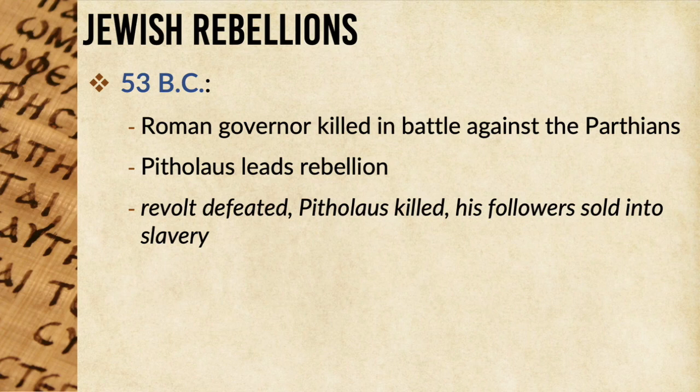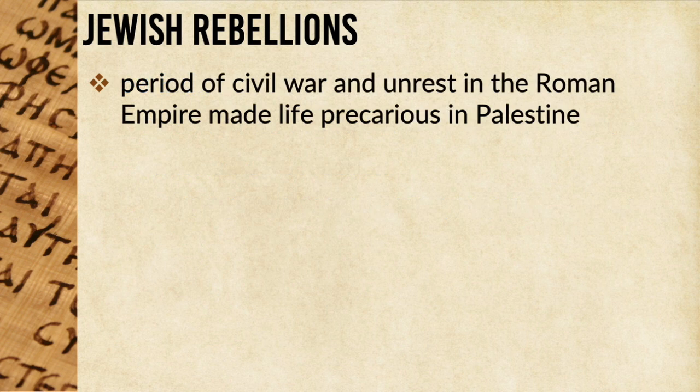Okay, so we had talked about Pythilaus' rebellion in 53 BC. What we find is that as time goes on, these rebellions are going to get fewer and fewer. The Romans are able to consolidate their rule. But there is a period of civil war and unrest in the Roman Empire, and that period will make life very precarious in Palestine. So if you think about Mark Antony, Julius Caesar, and Cleopatra in Egypt, when I talk about that period of civil war, that's what I'm talking about. It's the ending of the Republic. And out of all these wars, we're going to end up with the Roman Empire.